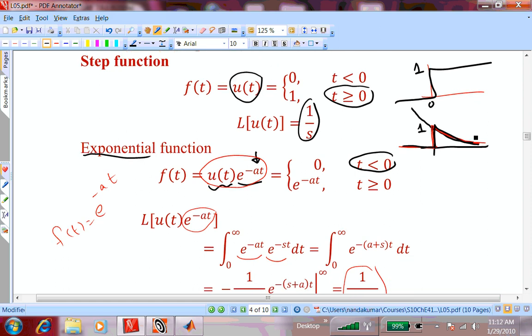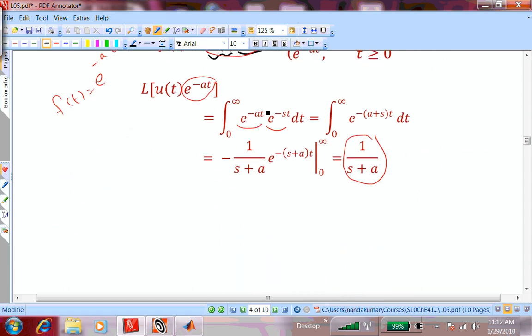And here this is the function f of t, and this is the rule for the Laplace transform: e to the power minus st. Take any function f of t, multiply by e to the power minus st, and do the integration. That's what is happening here.